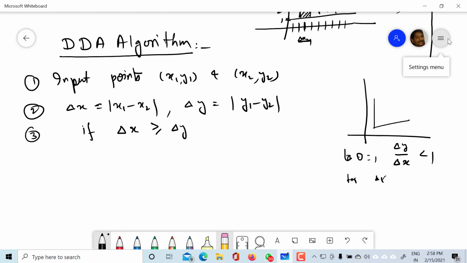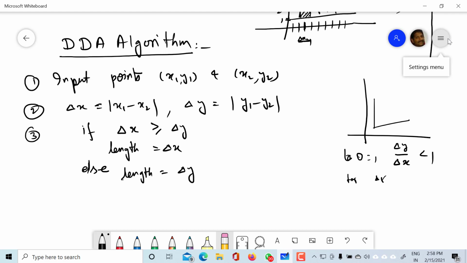So if the value of delta x is larger than the value of delta y, we will take the base. I am taking the name as length. The base name here I am taking as length, length as delta x. Otherwise, else we will take length, meaning base, length as delta y.